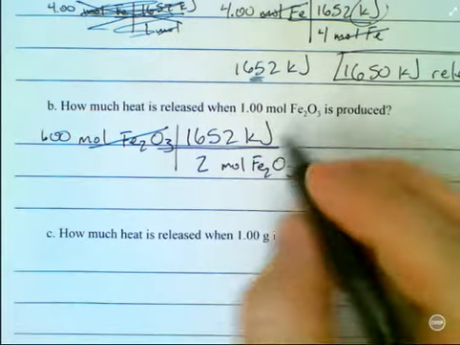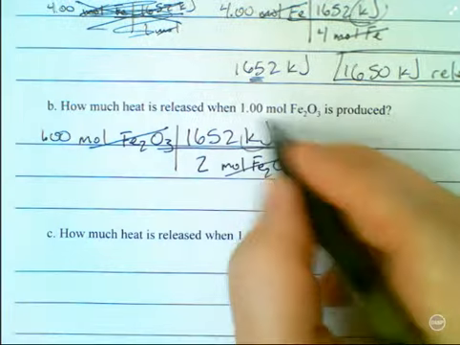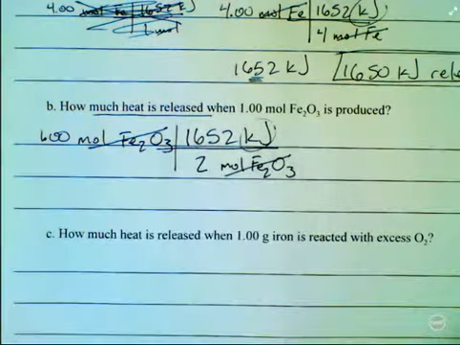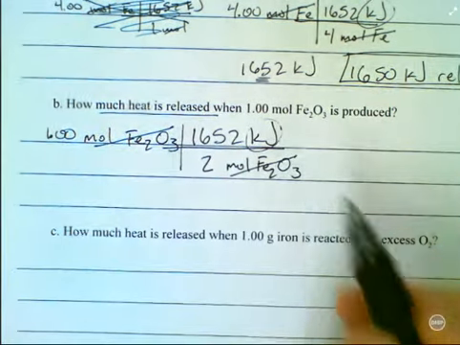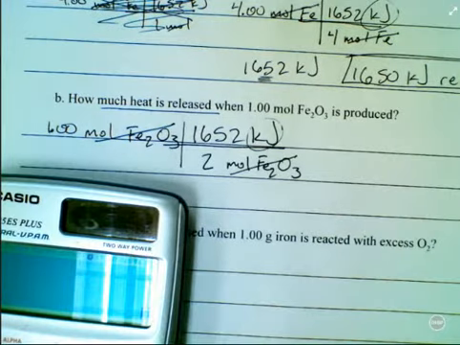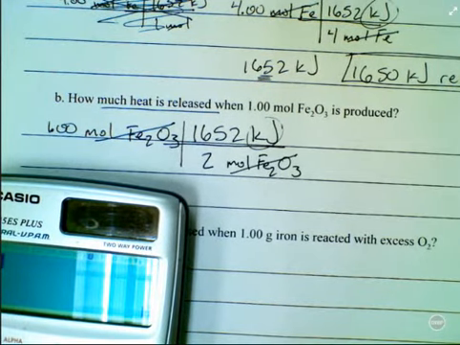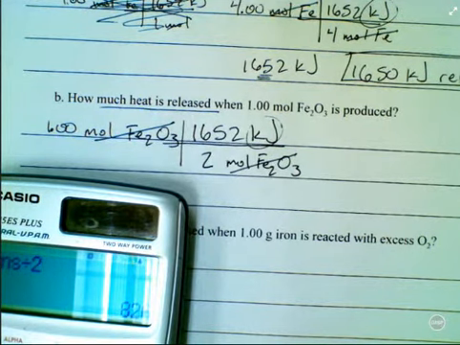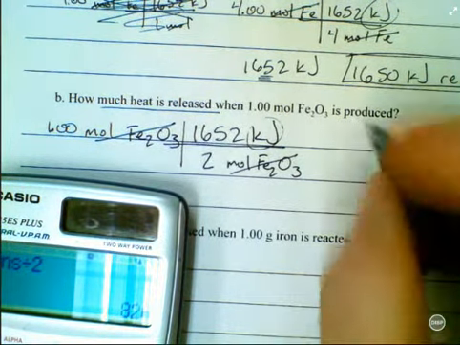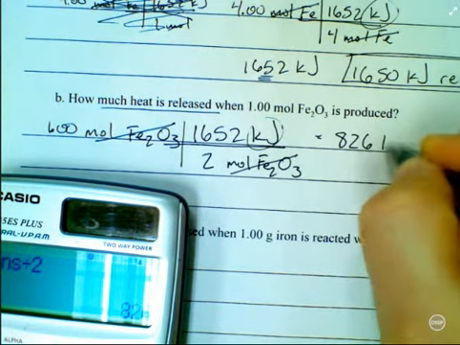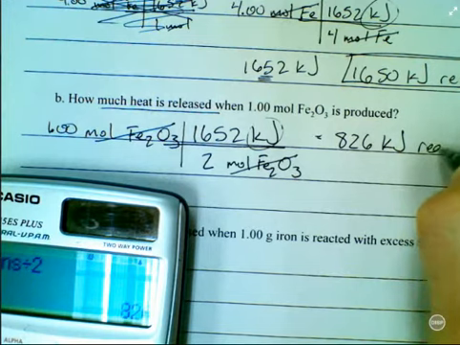Moles of Fe2O3 will cancel. I'll be left with a unit of kilojoules per mole. And the question is asking me how much heat is released. That's a unit of heat. I know I'm on the right track. So time to get the calculator out. 1 times 1652 divided by 2. Let's see. So I get 826 kilojoules released.